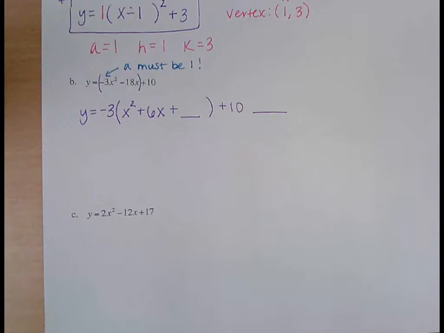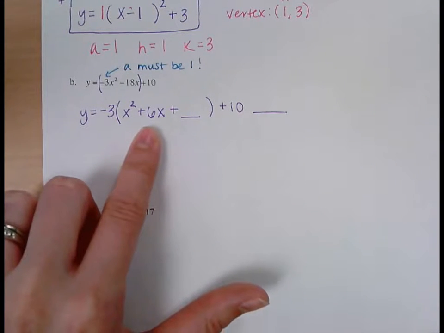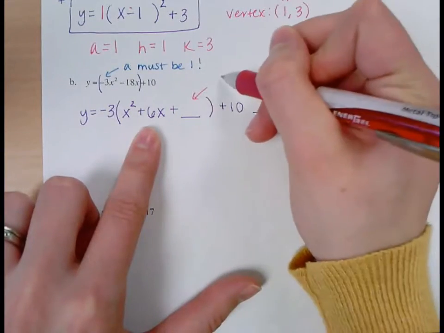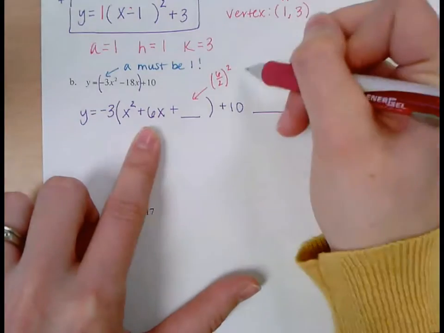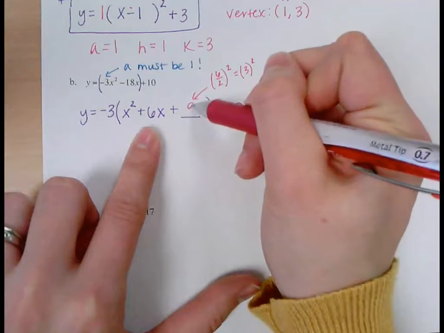And then from here, make a note, your b value is now 6. It was negative 18, it's now 6. So to complete the square, I take 6 divided by 2 and square it. So that's 3 squared, which is 9.